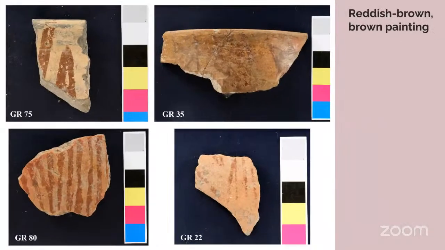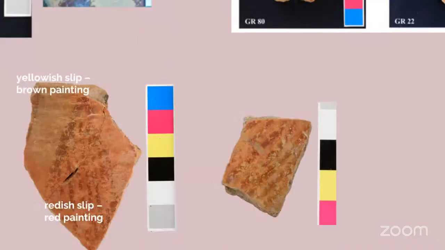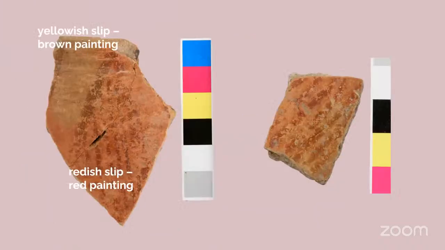These are reddish brown and brown painted pots. And these are those that made me think that it's the use of the same pigment, because the color of paint on these samples is not the same in the entire vessel, and the changes in color follow the changes in the color of the slip. So where the slip is brown or yellowish, the painting is brown, and where the slip is red, the painting is red. So I think that it's the use of the same pigment, but with different firing conditions.